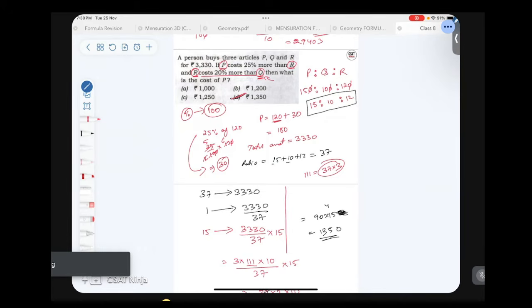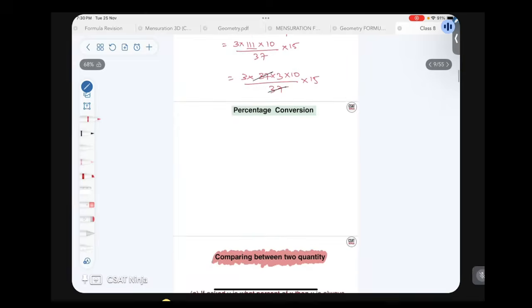Clear? If you're clear, please give a thumbs up. We'll move on to the next. If you're clear, let's go to the next question now.